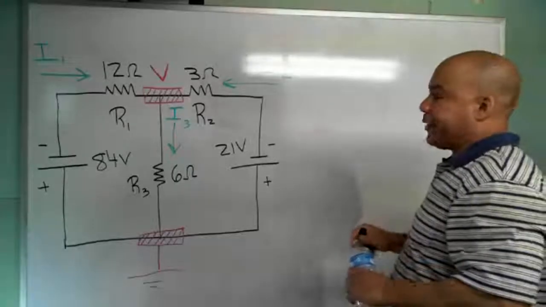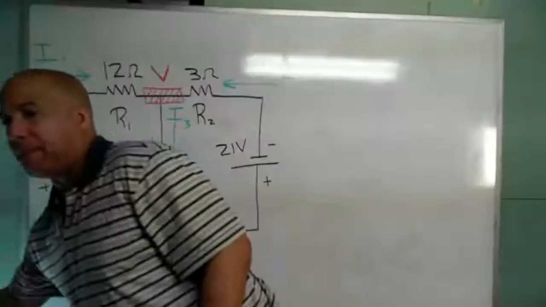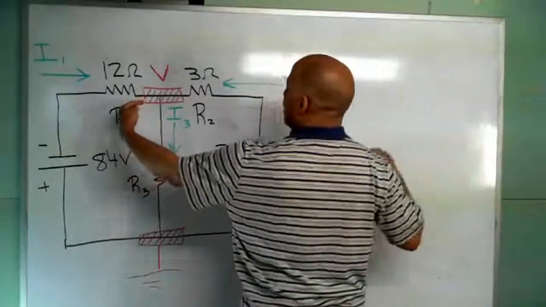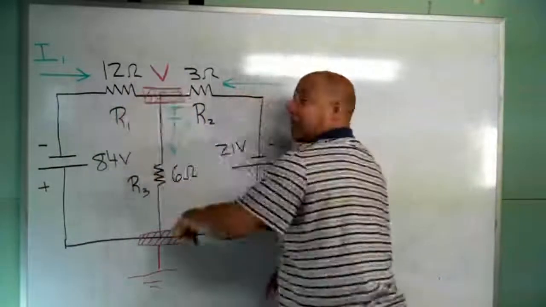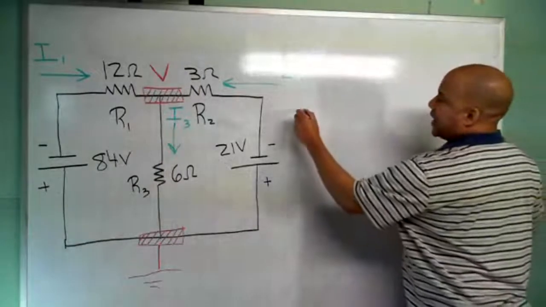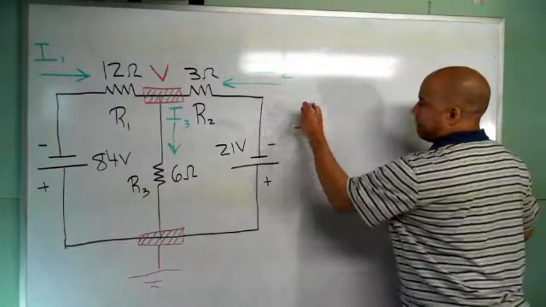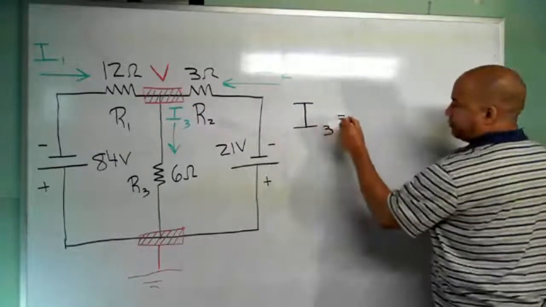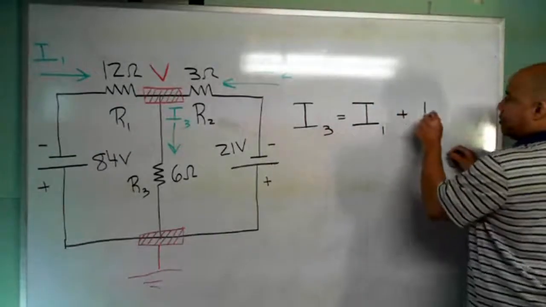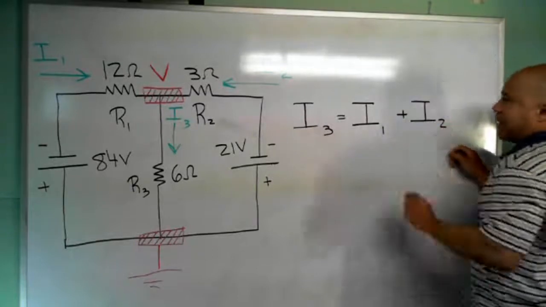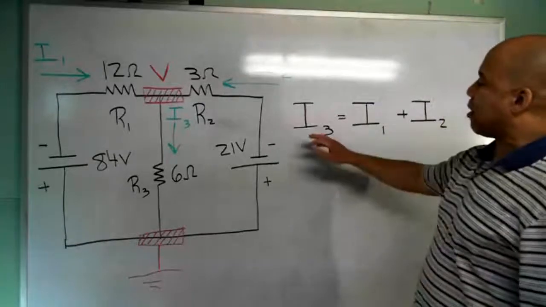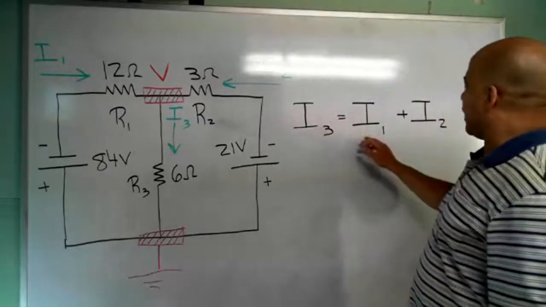I1 plus I2 equals I3. Can everybody see that? It's crystal clear. If I have current going into the node here, I1, current going into the node here, I2, it's got to come out. The sum of those two has to equal I3. So I write it like this. I3 equals I1 plus I2. And there's my KCL.